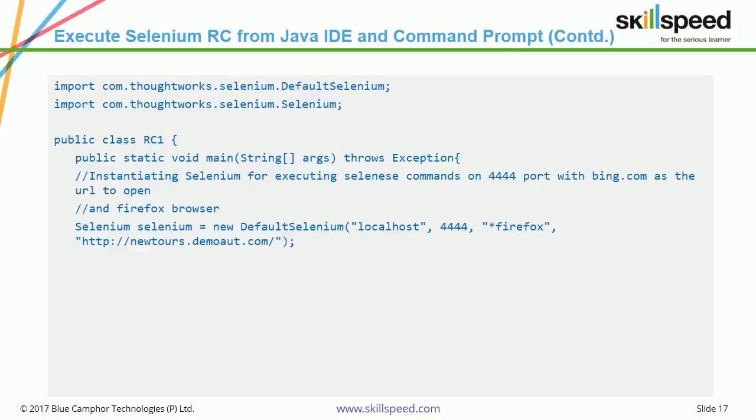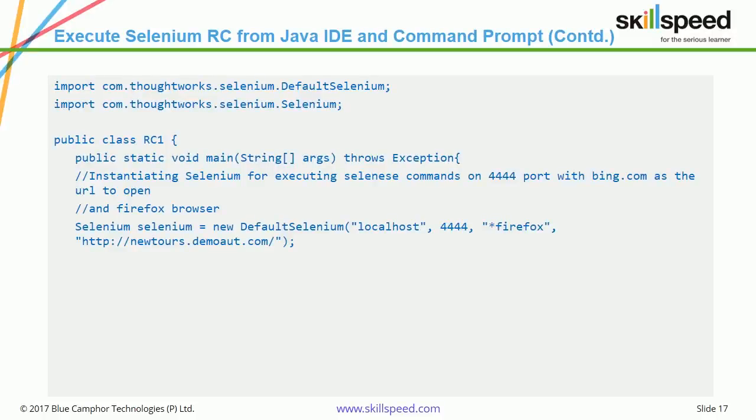com.thoughtworks.selenium.DefaultSelenium, which you have to pick up, which will show us a new line on the top of the file which shows import com.thoughtworks.selenium.DefaultSelenium. Let us revisit the line Selenium = new DefaultSelenium, where we are giving the parameters.